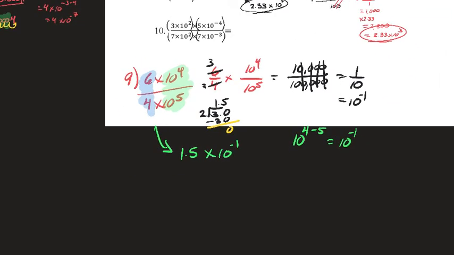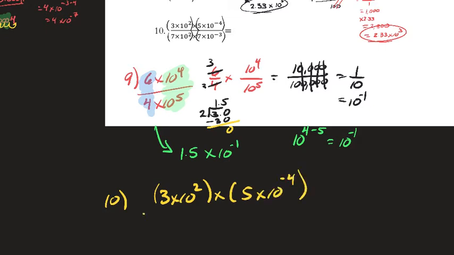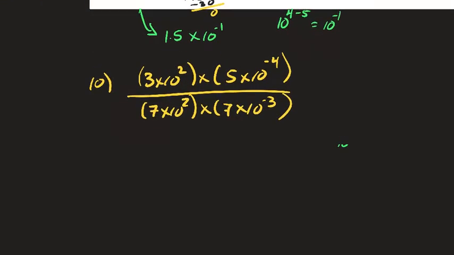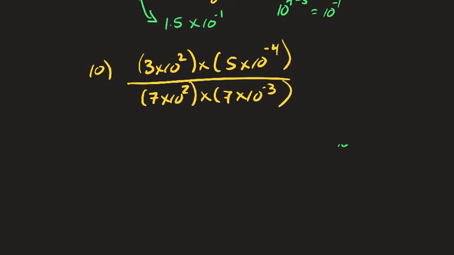All right, and the final one, number 10, we have 3 times 10 squared times 5 times 10 to the negative 4th, all of that divided by 7 times 10 squared times 7 times 10 to the negative 3rd. Again, I would take all the coefficients, separate them out from all the exponents, and you get 3 times 5 divided by 7 times 7.